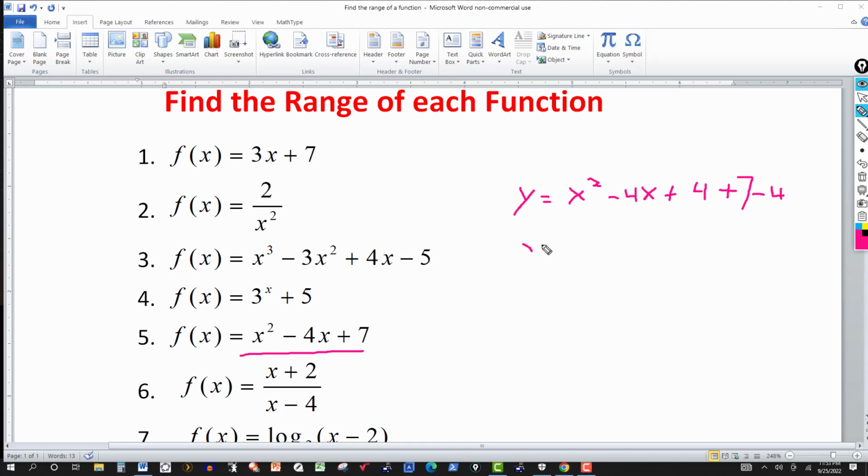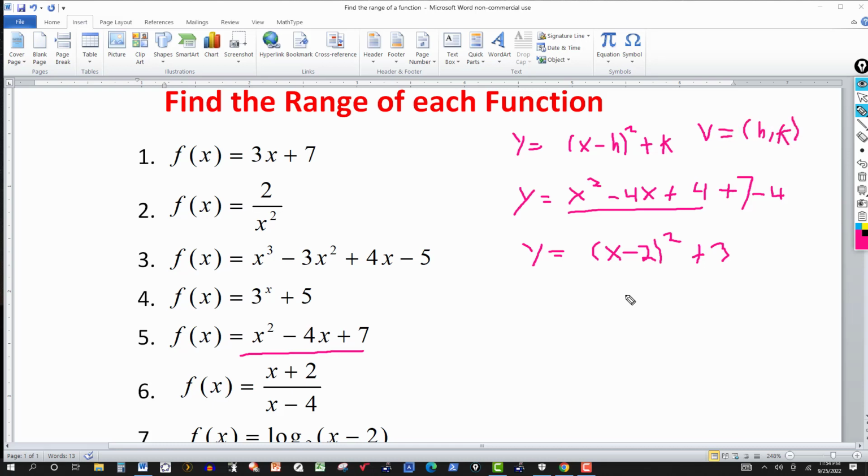So now I can write this as y is equal to, this factors into x minus 2 times x minus 2, which is x minus 2 squared. And then 7 minus 4 is a 3. So now I have this in what is called the vertex form of the parabola. You can write the quadratic function in the form x minus h, quantity squared, plus some number, we'll call it k. The vertex will be given by (h, k). So in this case, the vertex is (2, 3).